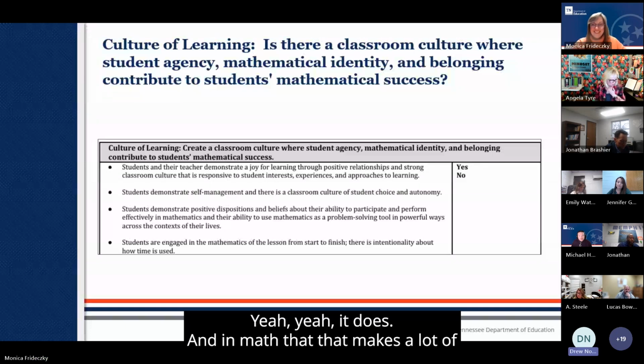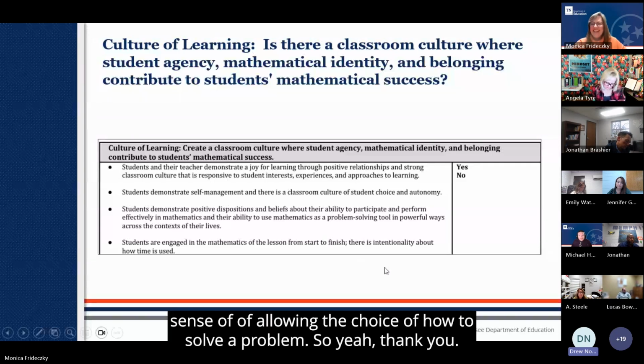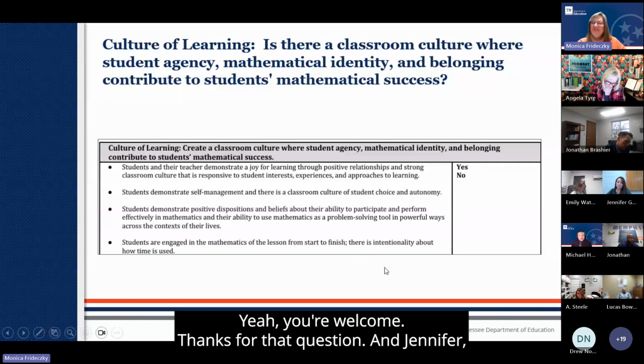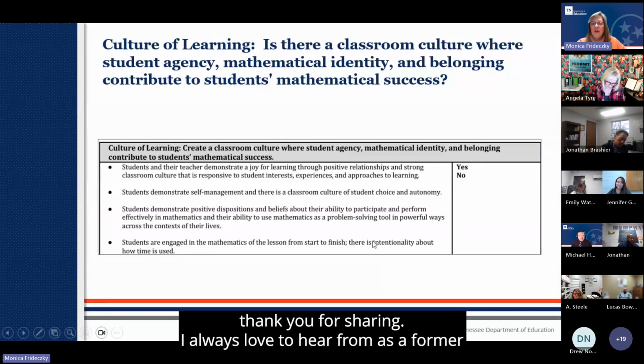Yeah, it does. And in math, that makes a lot of sense, allowing the choice of how to solve a problem. So yeah, thank you. You're welcome. Thanks for that question. And Jennifer, thank you for sharing. I always love to hear from a former math teacher.